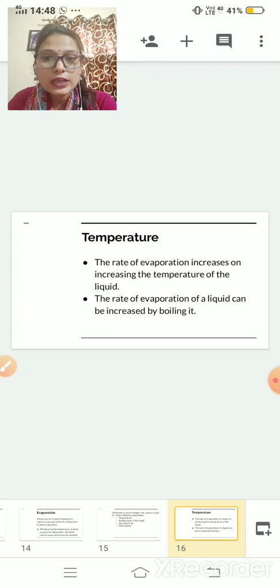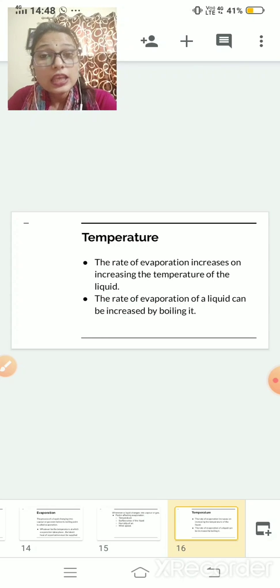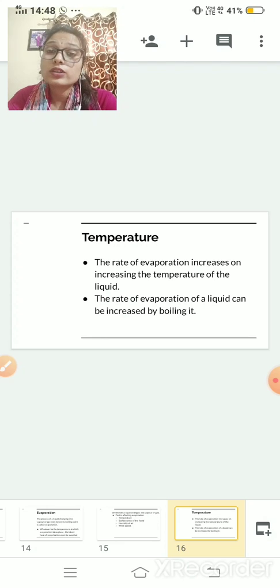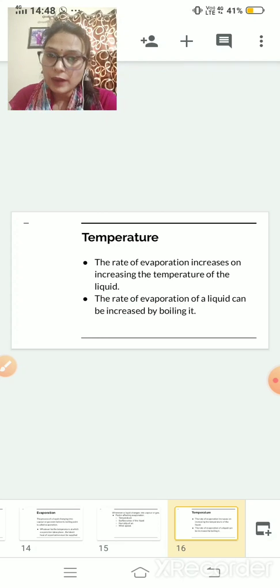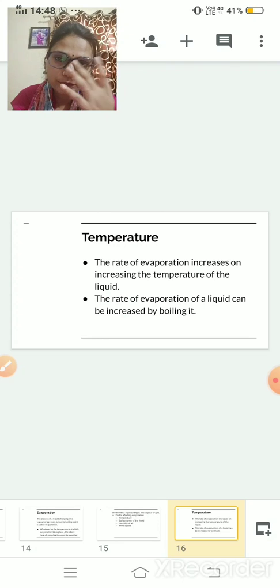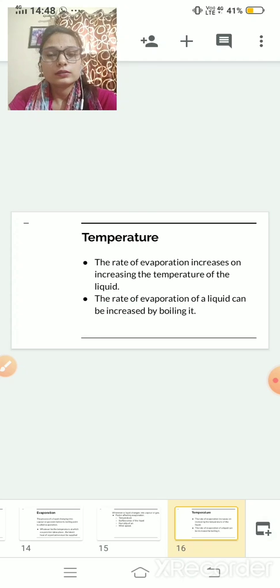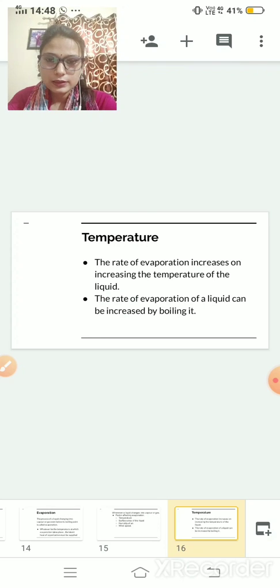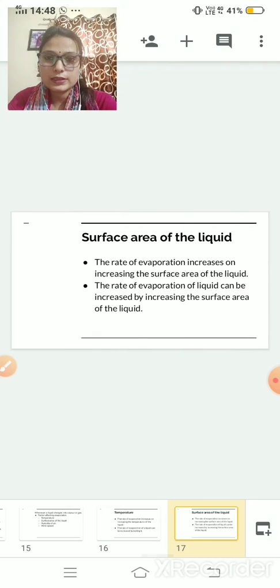And how will you increase the kinetic energy of particles? By applying heat. So if you want your substance to evaporate fast, what will you do? You will apply some heat to them. Okay, clear? Now next, surface area of the liquid.